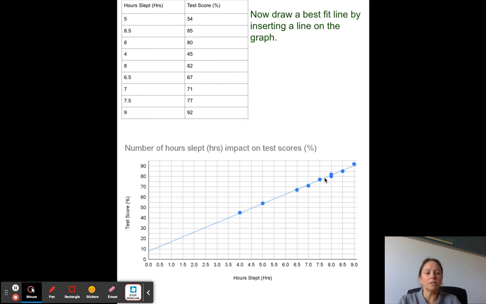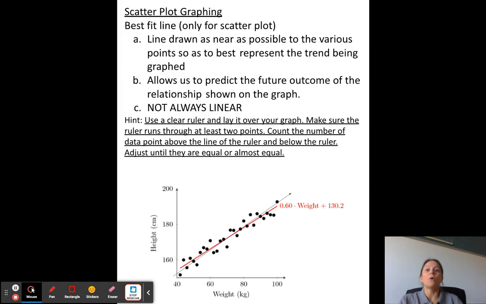This is obviously with the computer, and with a computer I can do that automatically, but sometimes we don't have that ability. We don't have the computer, we're doing it by hand. So remember that the best fit line is the line that represents all of the data. It's kind of like an average or a representation of what the data is saying, and then we can make predictions from it. So here are a couple of tips if we're doing this by hand.